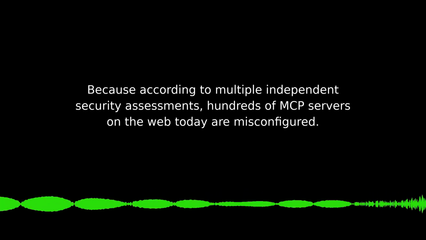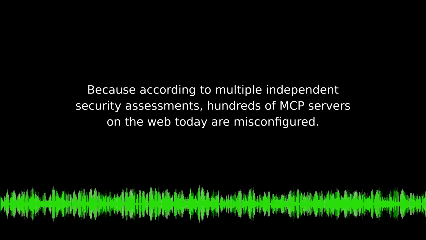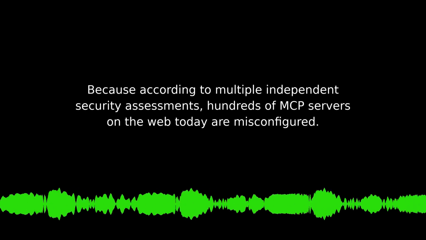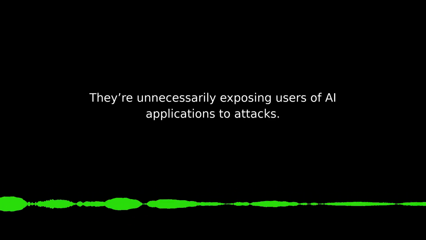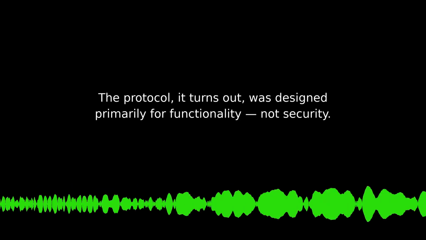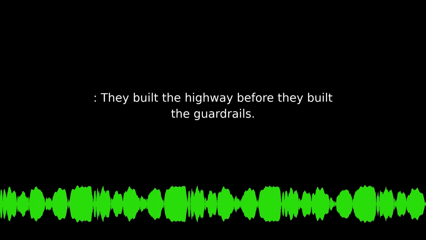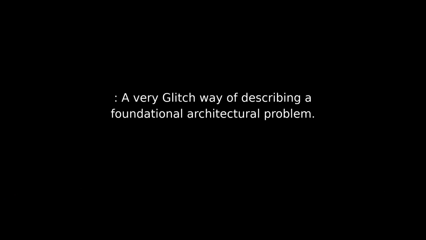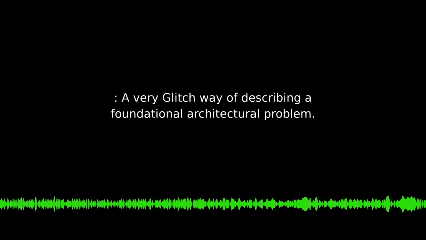You should, because according to multiple independent security assessments, hundreds of MCP servers on the web today are misconfigured. They're unnecessarily exposing users of AI applications to attacks. The protocol, it turns out, was designed primarily for functionality, not security. They built the highway before they built the guardrails. A very Glitch way of describing a foundational architectural problem. But yes, essentially correct. Let's get specific.